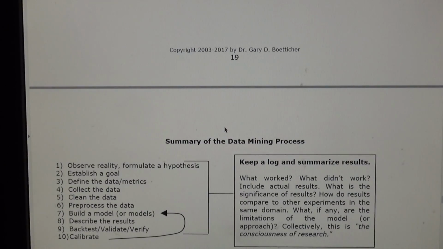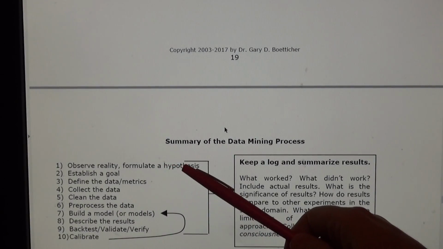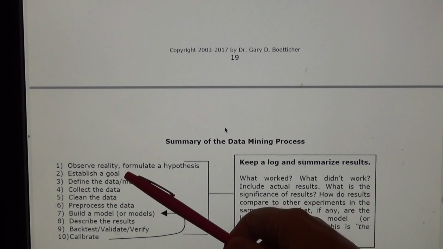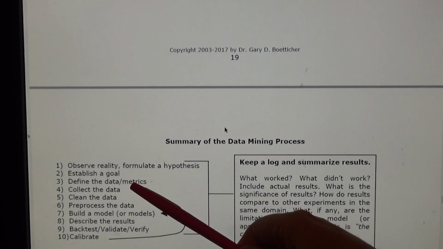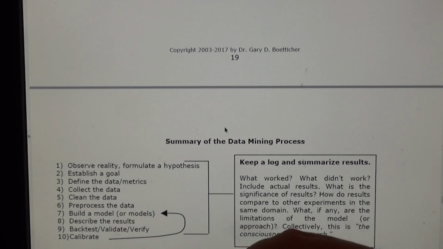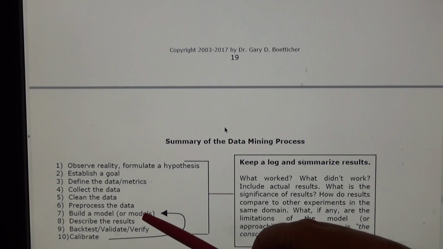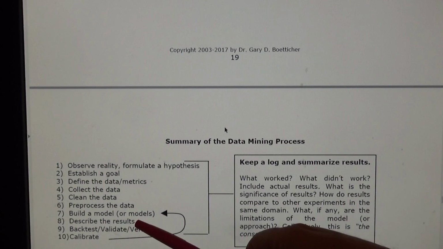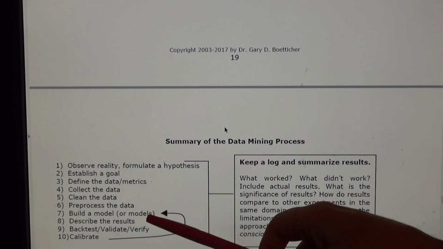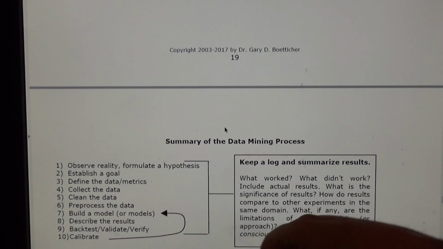So in summarizing the data mining process, what we do is we observe reality, formulate a hypothesis, establish a goal, define what data or metrics we'll have, collect it, clean it, pre-process the data, build a model or several models, describe the results, validate and verify and backtest, and calibrate, which means revising the model, a kind of little loop there.